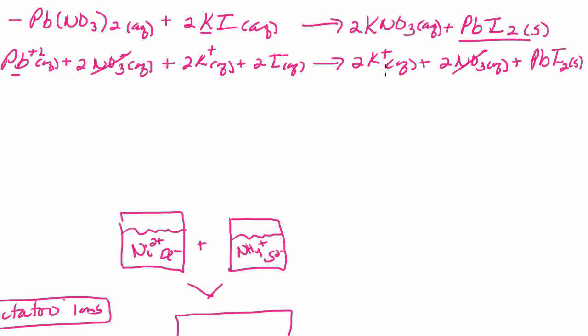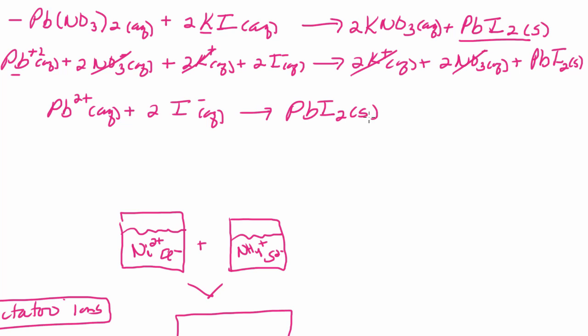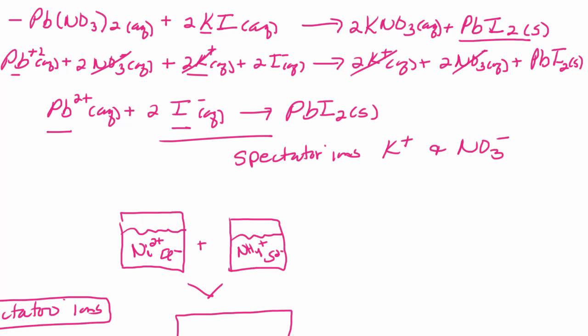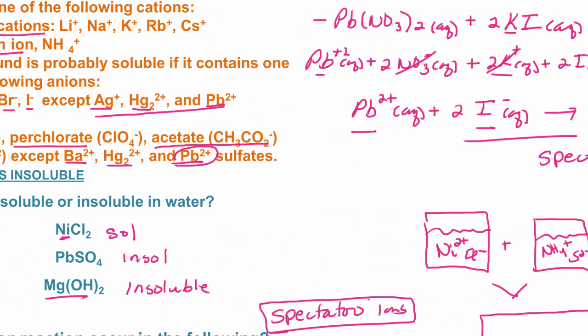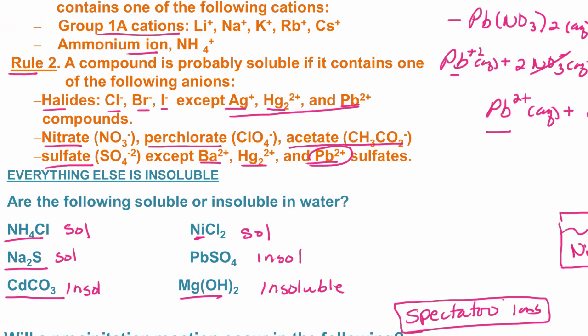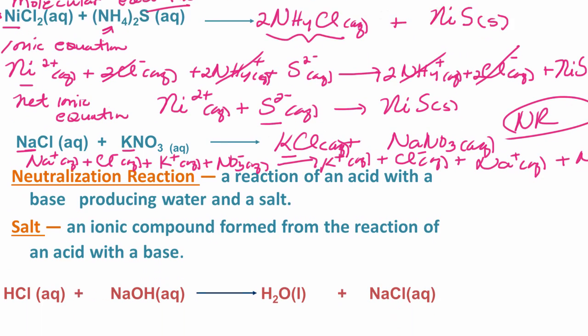Notice nitrates cancel, potassium ions cancel. So we're left with lead 2 ion plus 2 iodide ions to give us lead 2 iodide. The actual reaction is between the lead ions and the iodide ions, and our spectator ions in this case are potassium and nitrate ions. So practice these, and if you have any questions, please let me know. Okay, that's it for precipitation reactions.